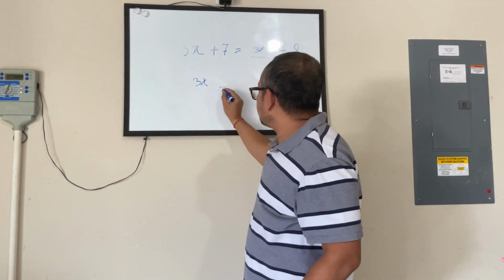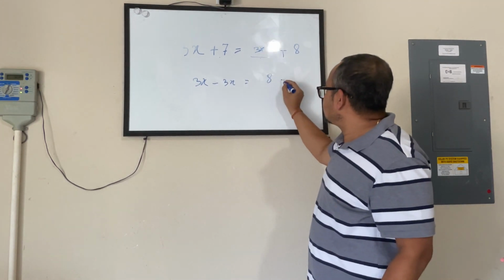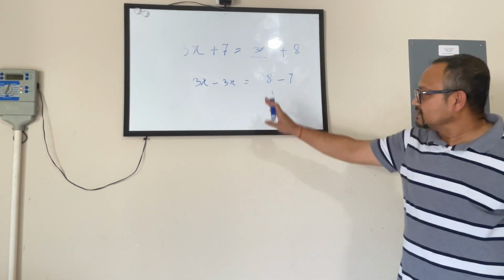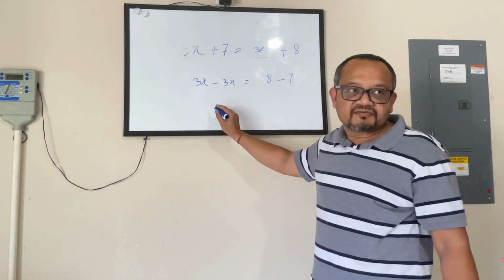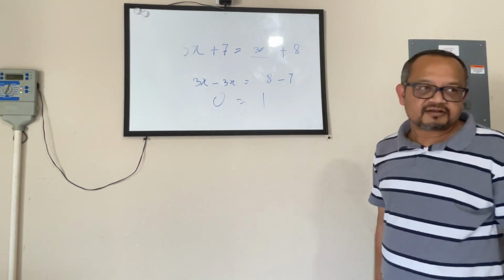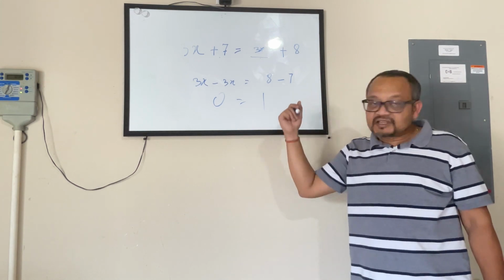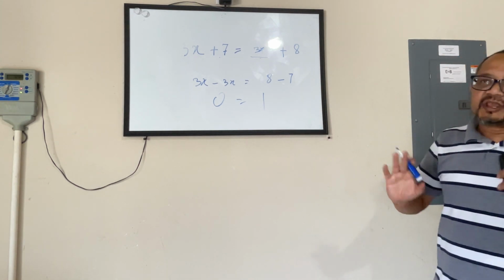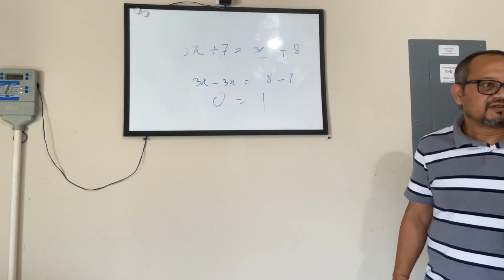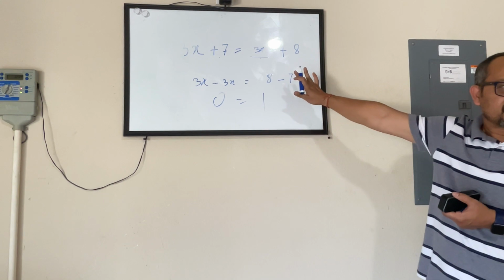Let's try solving it. So this guy comes this side, 8 remains this, 7 comes here. Yeah? 3x minus 3x equals what? 0? Equals 1. Does it make sense? No. So this situation is called making an equation have 0 solution. You don't have a solution here actually. You are just messing around with the sum.